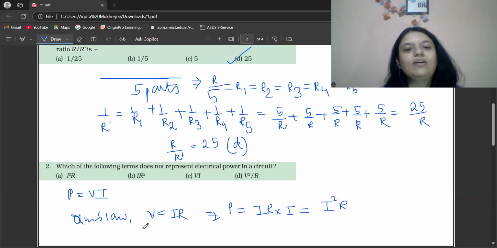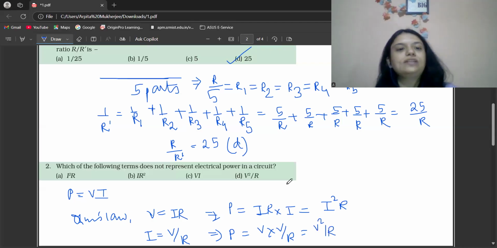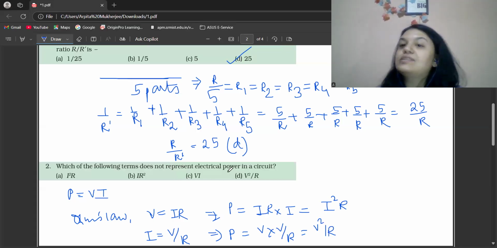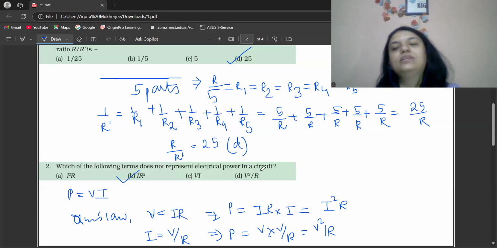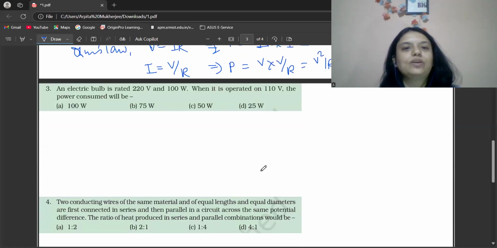We got it. Now again, I can write I is equal to V by R. So in place of I, I am writing V by R. So what did I get? V square by R. So if you see the options, you have I square R, VI, V square by R. Which one does not represent power? I R square does not represent. So option B will be correct because that does not represent power. Otherwise, all of these represent power. Let's go to the next question.